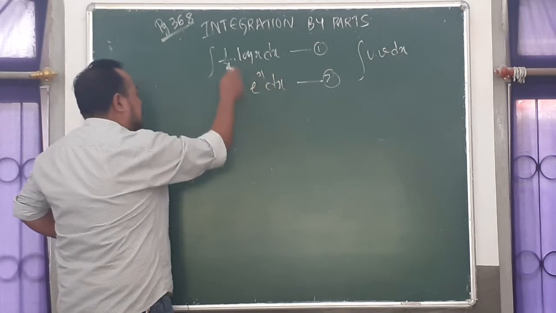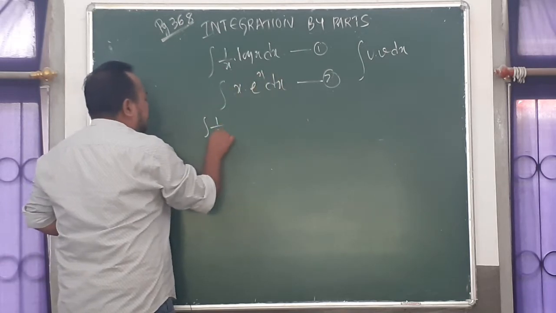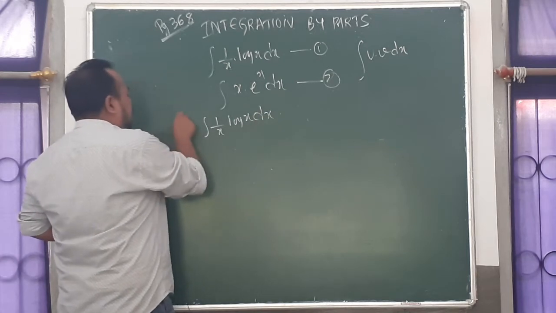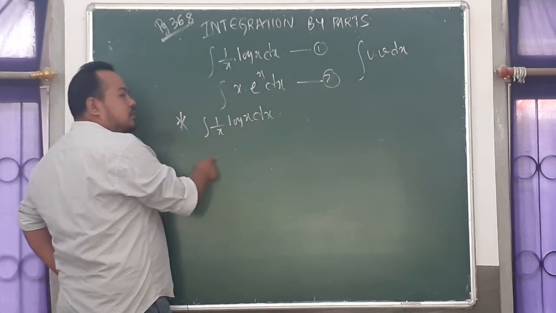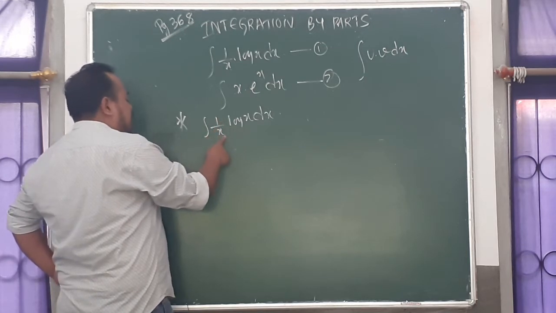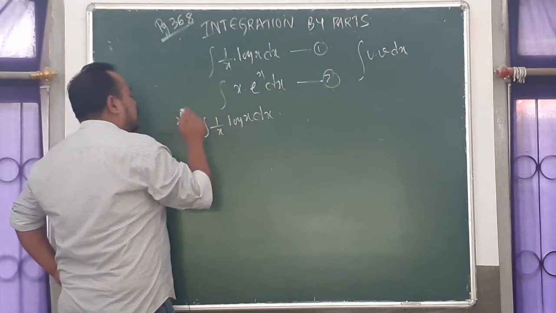Let us solve this first, which we have already done. Integration of 1 by x log x dx. Isn't this question also in the form u into v? But here I cannot use by parts, because when you differentiate log x, we get 1 by x. So we don't use by parts, we use substitution.